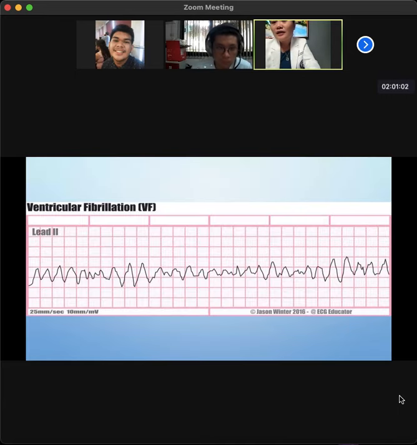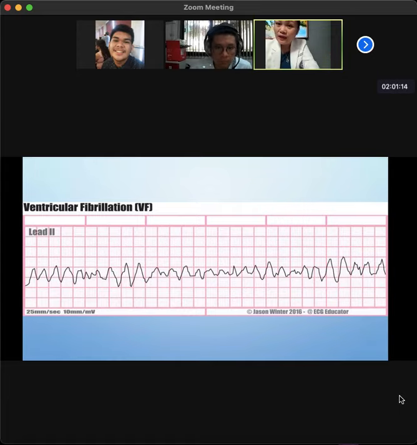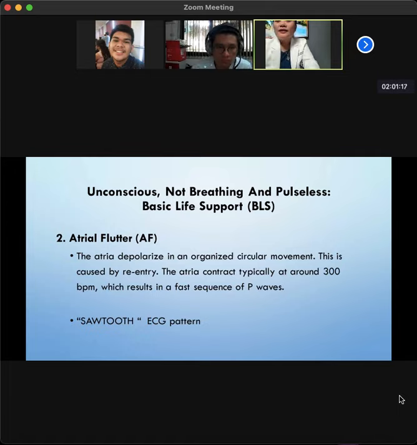Okay? This is an example of ventricular fibrillation, ECG tracing. So, wala kang P-wave, hindi mo maintindihan kung saan na. So, this is shockable, people. Okay? And next one, shockable rhythm is your atrial flutter.